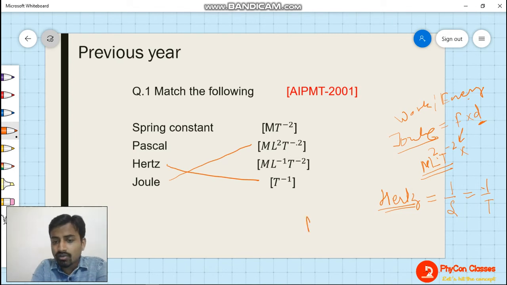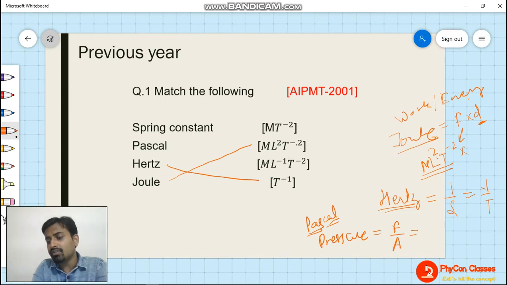Now Pascal is the unit of, tell me, Pascal is the unit of pressure. So pressure is defined as force acting per unit area. The dimension of force is MLT minus 2, divided by area. Area, what will be the dimension? Length into length, L square. And hence this dimension will be ML minus 1 T to the power of minus 2.